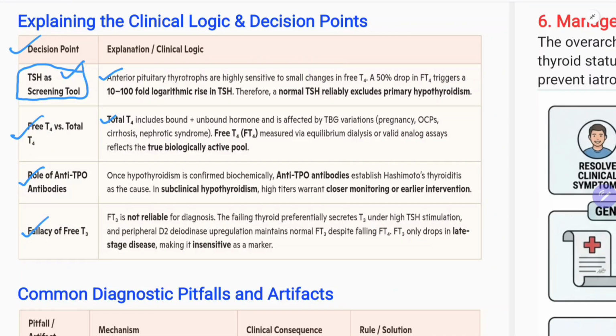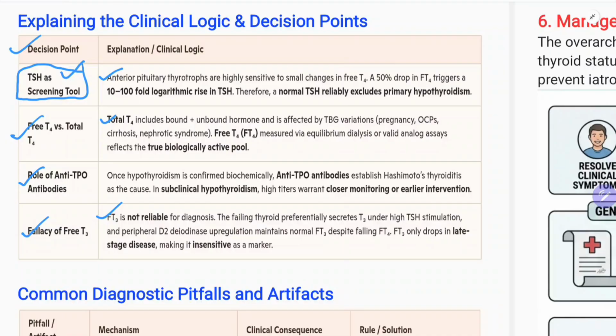Fallacy of FT3, free T3. Free T3 is not reliable for diagnosis. The failing thyroid preferentially secretes T3, and under high TSH stimulation and peripheral D2 deiodinase upregulation, it maintains normal FT3 despite falling FT4. FT3 only drops in late stage disease, making it insensitive as a marker.